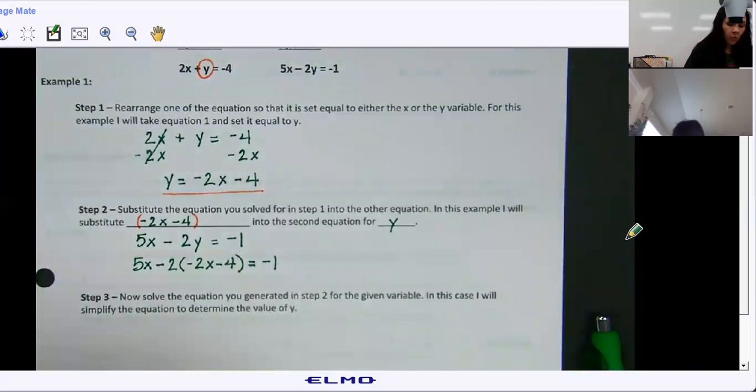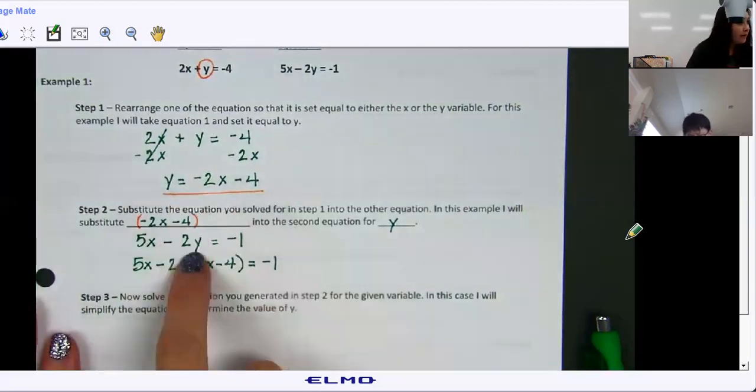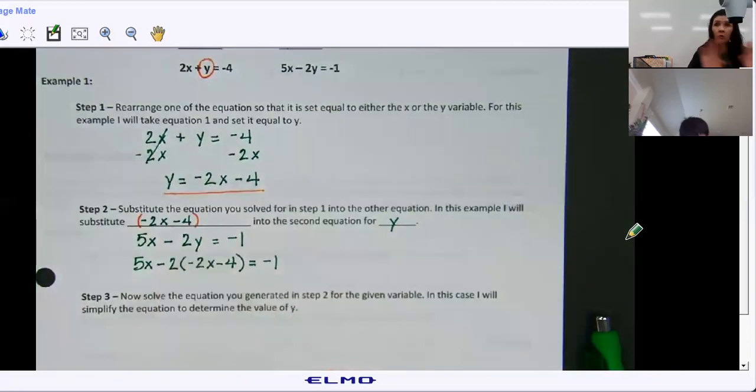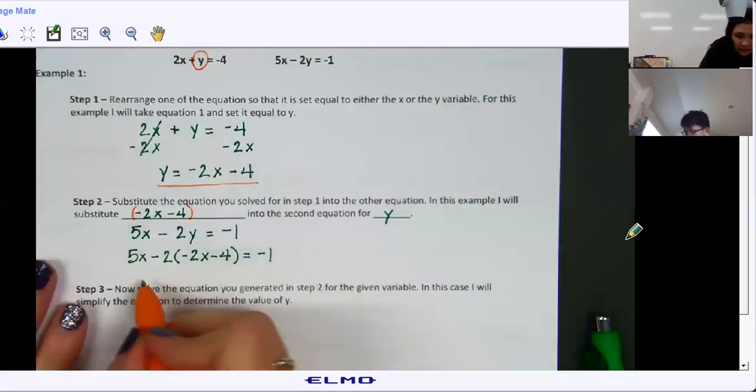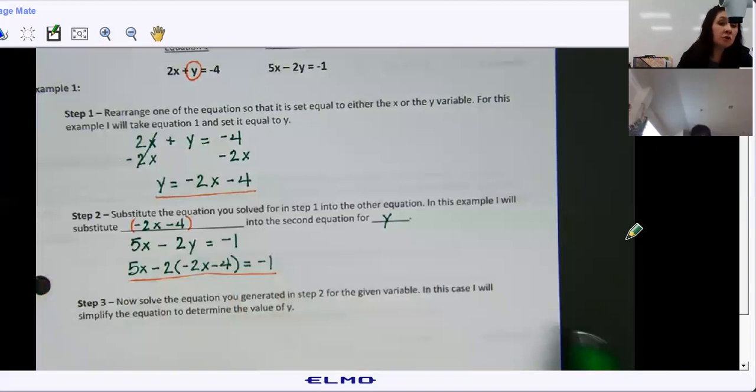So I've taken what y equals from the first step and plugged it into where y is in the second equation. Now if you look at our equation, all we have are x's. So we can easily solve this equation and figure out what the x part of the ordered pair is, what the x part of the solution to our system is. So this is the second step. Now I'm going to go down to the third step.